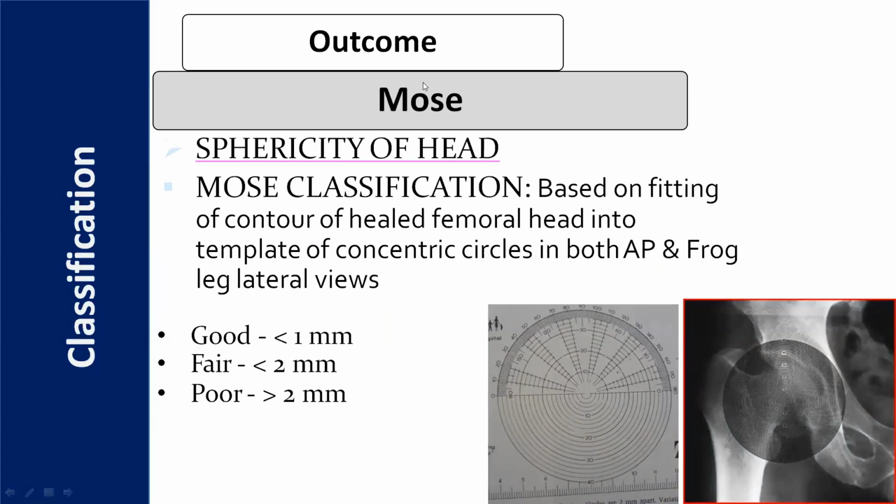Another classification that was used to measure the outcome was the Mose classification. It measured the sphericity of the head. So he brought these concentric circles. A concentric circle means several circles with a common center. And as we see here, just a second.